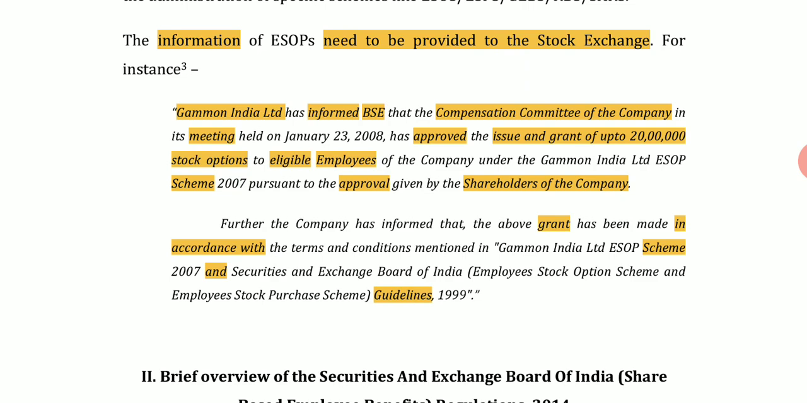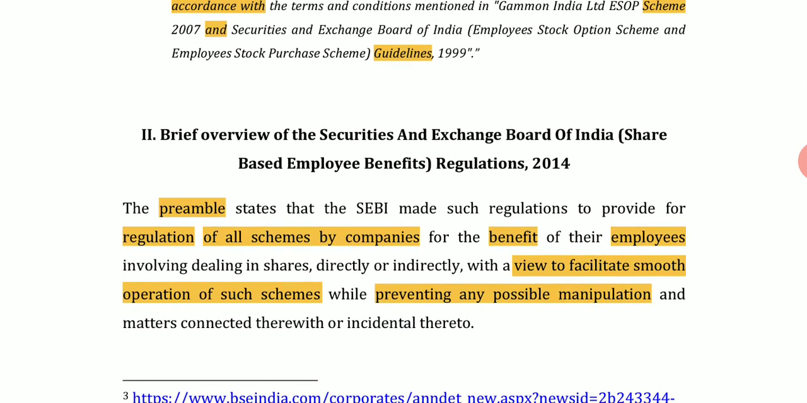Now, this paragraph itself shows us many essentials required for the entire process. For example, it must be according to the schemes, there must be eligible employees, there must be a compensation committee, and then the approval of the shareholders must be there. There must be a meeting, and the issue and grant of a certain number of stock options must be fixed, and things like that. Further, the company has informed that the grant is made in accordance with the scheme and the guidelines. So, this declaration needs to be given to the SEBI and displayed on the website.